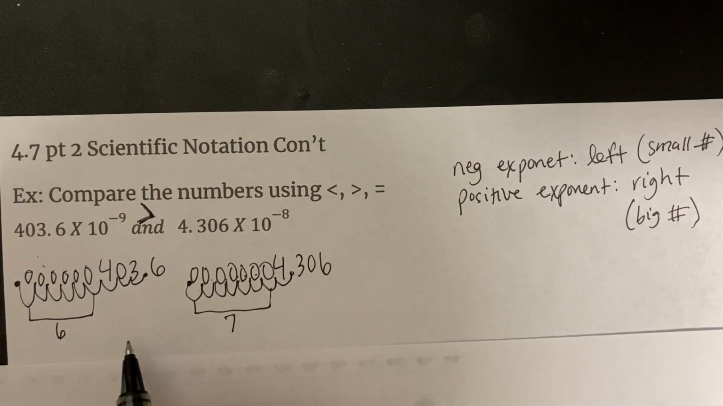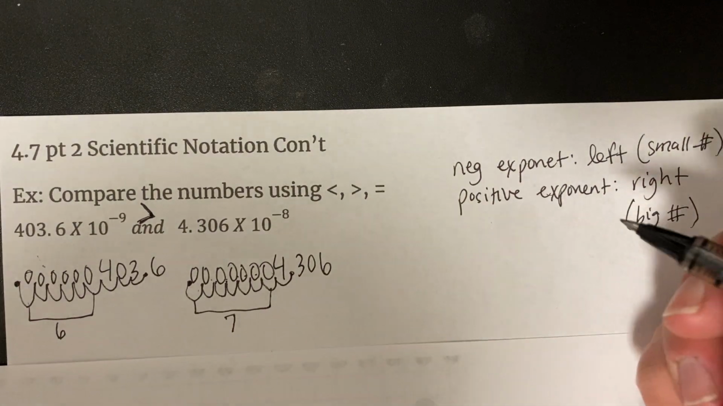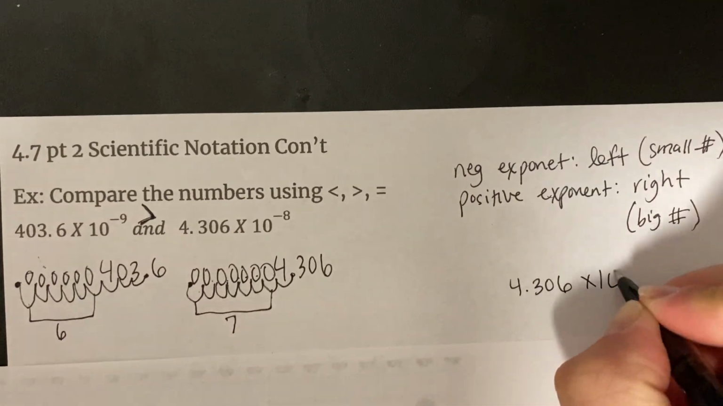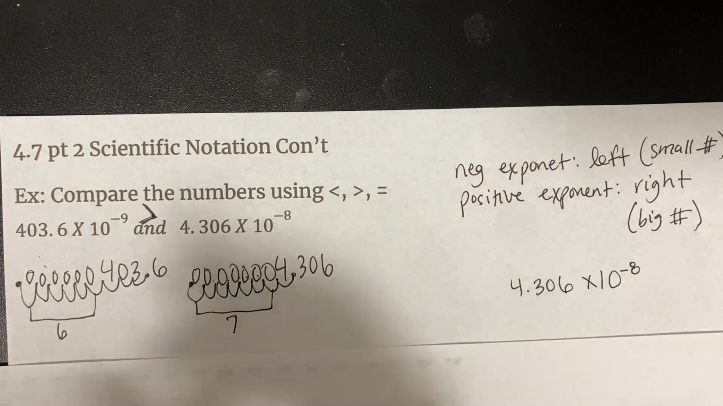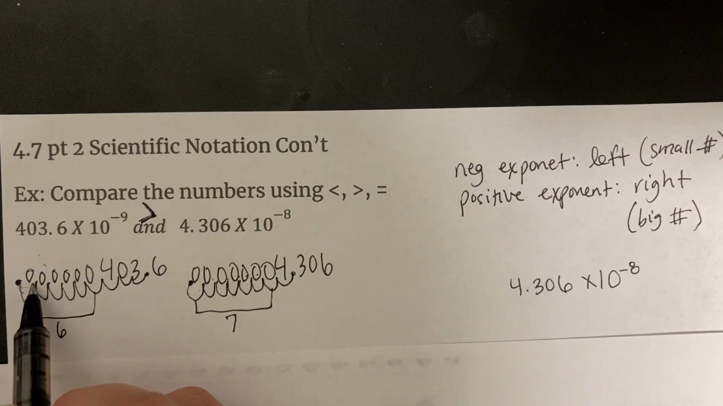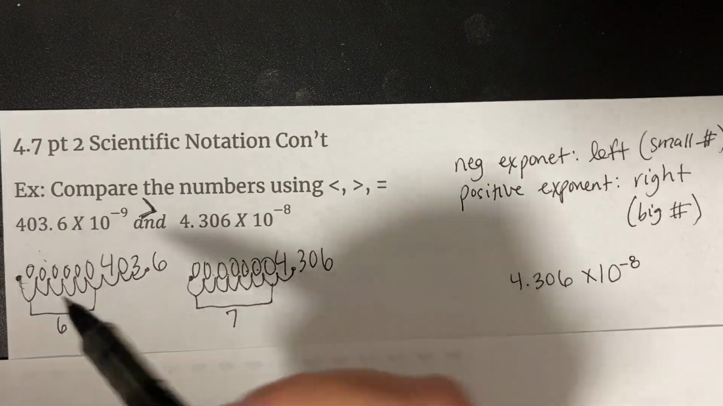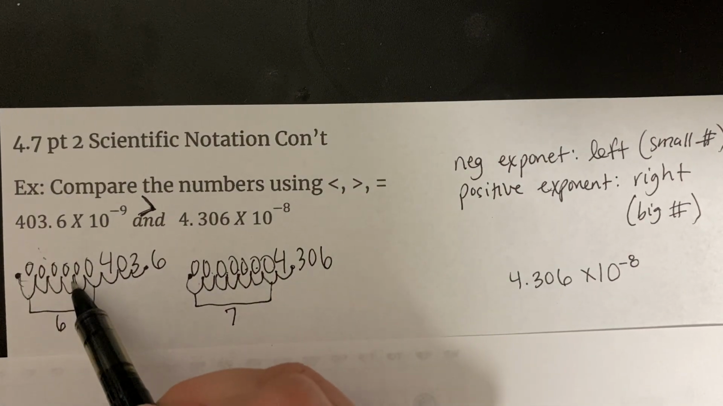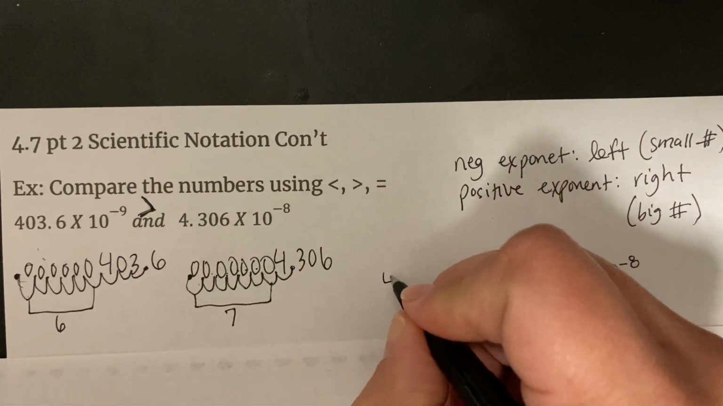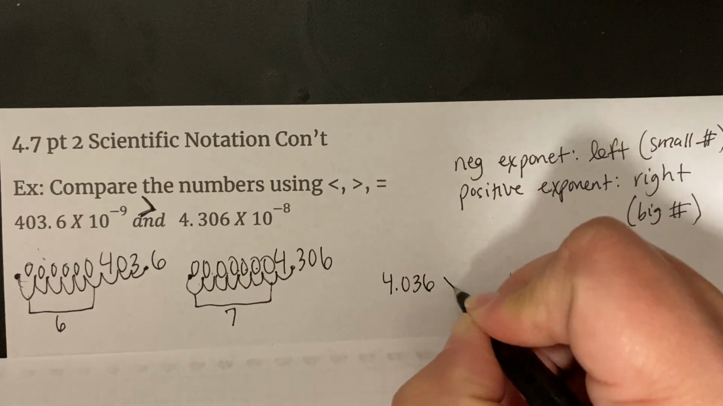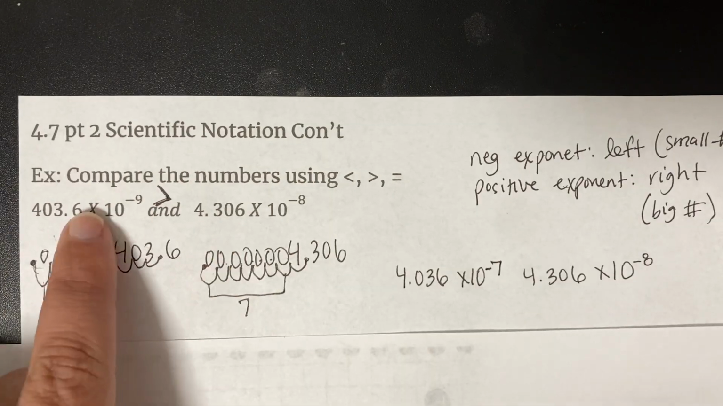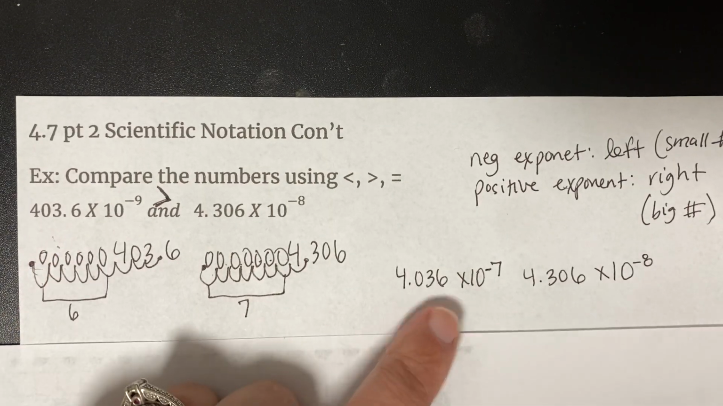So on this one, this is in proper scientific notation because there's only one number in front of my decimal. And I need to move this one into proper scientific notation. So I'm going to do it from here. 1, 2, 3, 4, 5, 6, 7. So I'm going to have 4.036 times 10, and I went 7 to the negative 7. Which number over here was bigger? It looks like the one on the left. The one on the left.